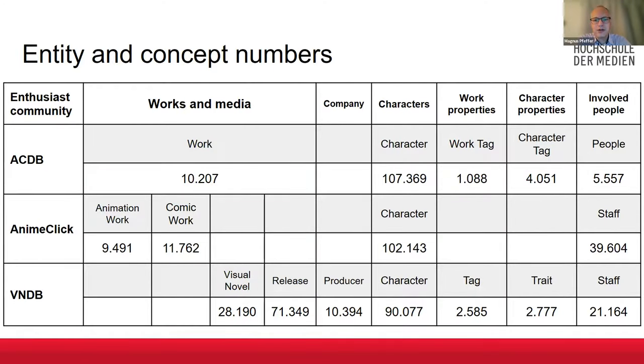Just to give a further impression of why we think these communities are a viable source: they collect a lot of information. Here are just our three communities, and you can see that each community has found the time and energy to catalog and describe over 100,000 characters and tens of thousands of works, and has put a lot of work into describing both the works using very elaborate tag hierarchies and the visual characters using trait or character tag hierarchies. They also catalog the humans involved in the creation of the media. We see here, for example, Anime Click with over 40,000 humans identified as being responsible in some role or other for the creation of visual media.